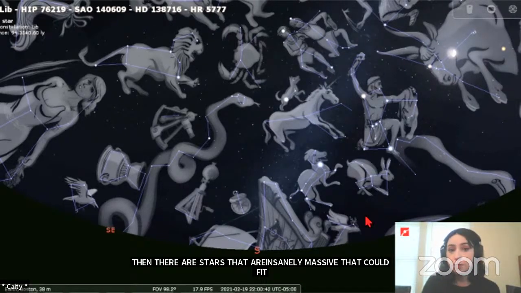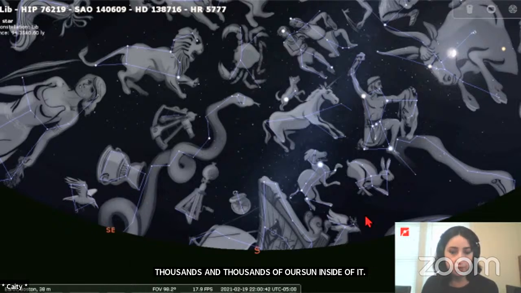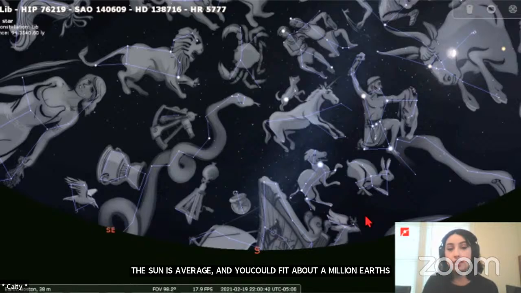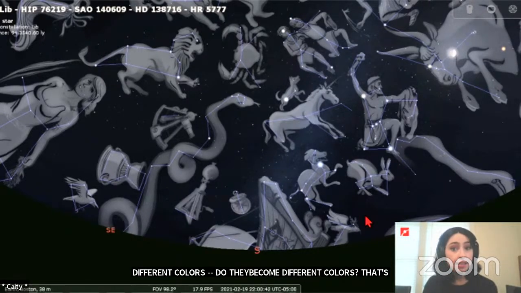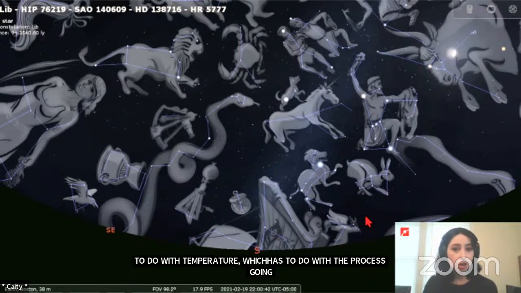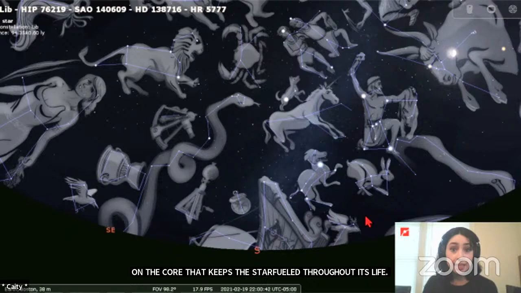They're different colors because they're different temperatures. So the color of a star directly relates to its temperature. And that all has to do with the process that's going on in the core that keeps the star fueled throughout its life. It's a process called nuclear fusion. And depending on how big the star is and how quickly this process is happening, stars can emit different amounts of heat. And then that translates into the color.